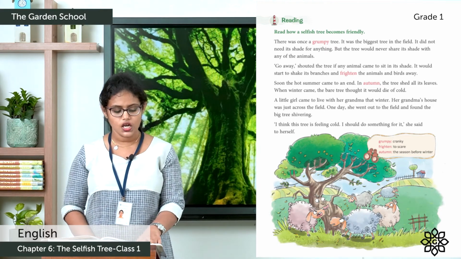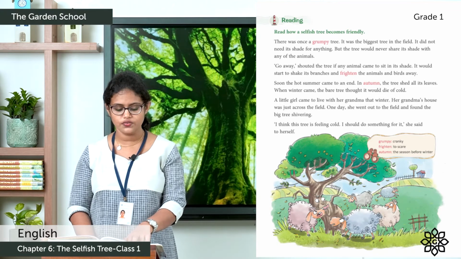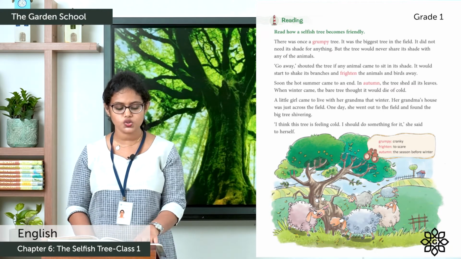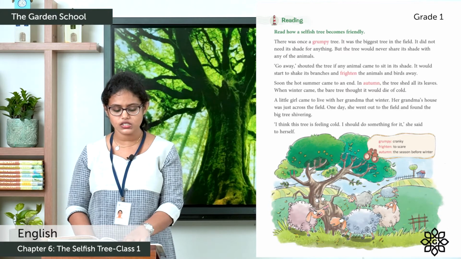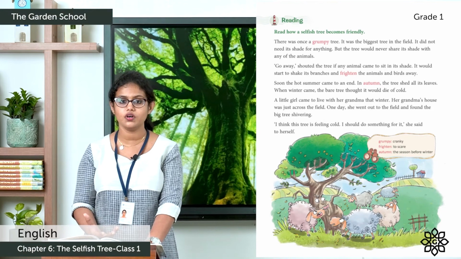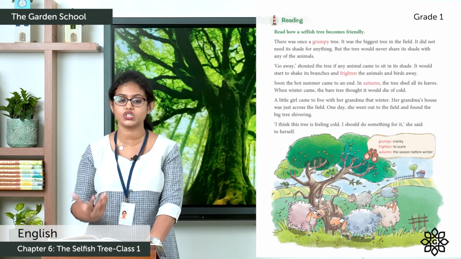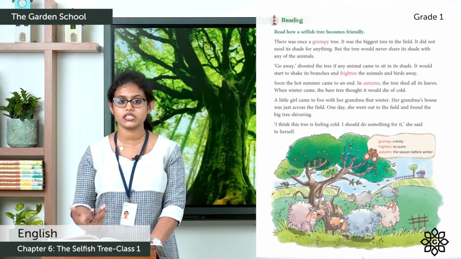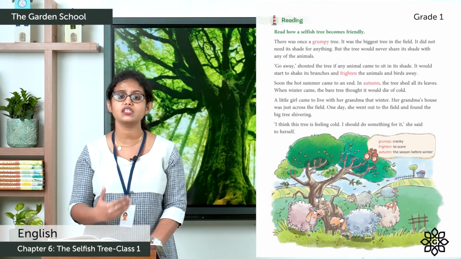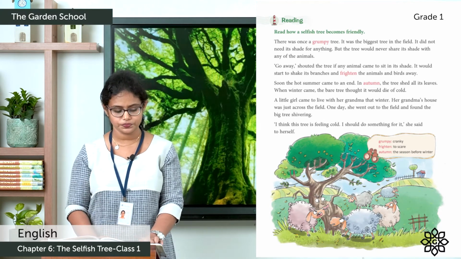See the next one. Go away, shouted the tree, if any animal came to sit in its shade. It would shake its branches and frighten the animals and birds away. So, if any animal or bird came to sit in its shade, it would frighten them and shout them away.